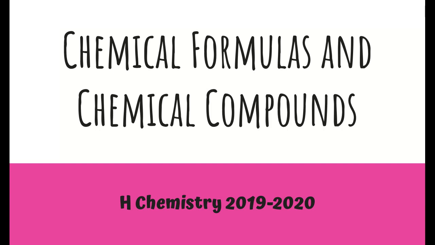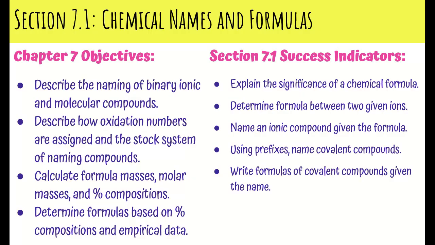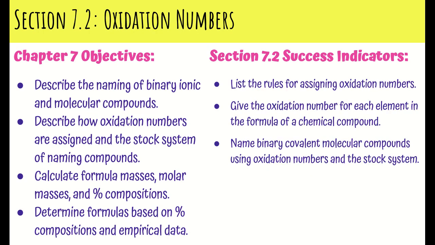And we're going to get started with nomenclature. So today we're going to talk about chemical names and formulas. Your success indicators, how you know if you're successful after this lesson, is that you can explain what a chemical formula is. Hopefully you can already determine the difference between the two given ions, being able to name them using those prefixes and then writing their formulas.